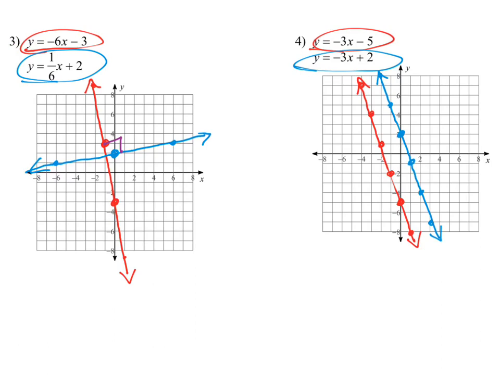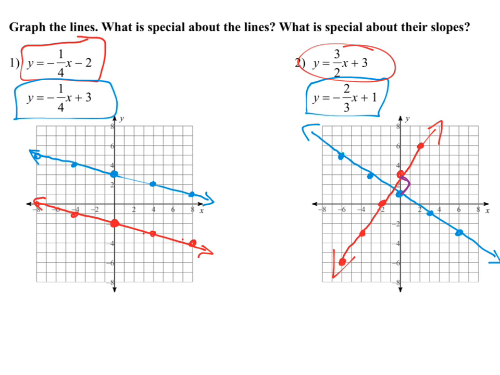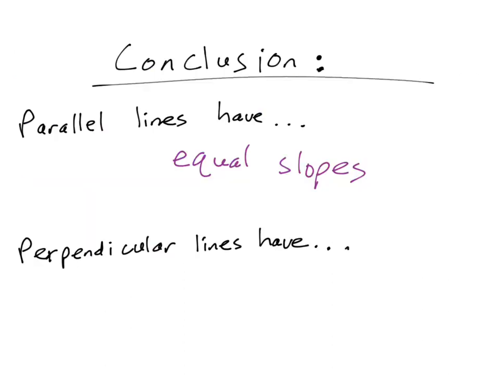Well, let's have you check your hypotheses against this. Parallel lines have equal slopes. If we look at our previous two examples, these two are parallel lines, and if you look at their slopes, that's the numbers with the x, they're both the same, right? Both negative 1/4 here, and then on this one here, they have the same slope of negative 3. So if you got that, awesome.